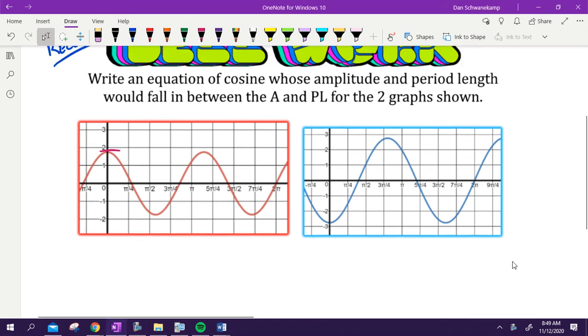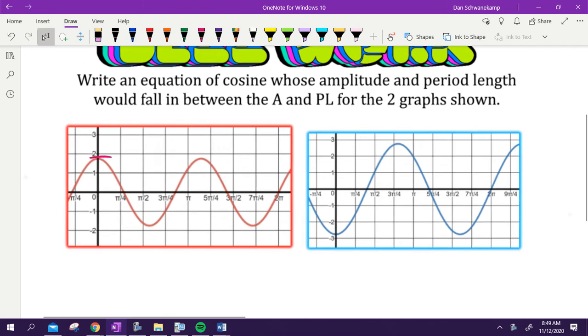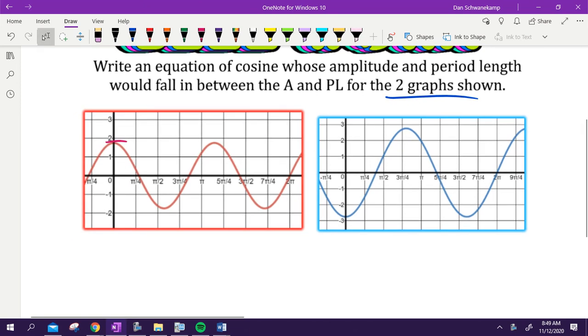There we go. Day 2 of sine and cosine graphs. We are starting off here by writing an equation of a cosine graph whose amplitude and period length would fall in between the amplitude and period length for the two graphs shown. So a little bit different. I just wanted you to look at it a little bit differently and have to think your way through it. Let's see how we did.